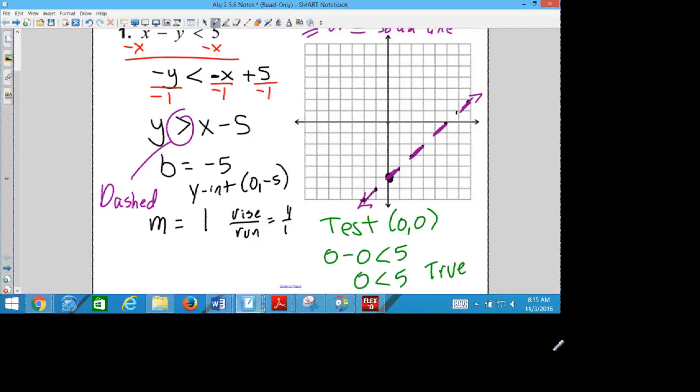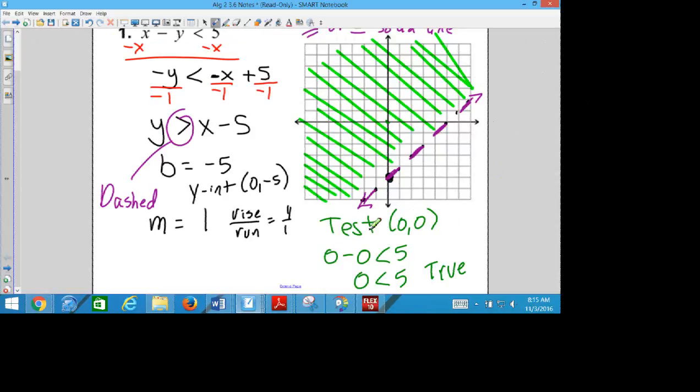If it is true, that means 0, 0 is a solution. And that means that anything on the side of this border that has 0, 0 is also a solution. So yeah, we shade it. Do not write the word shade. Somebody did that yesterday. You actually shade it. You don't write the word shade.